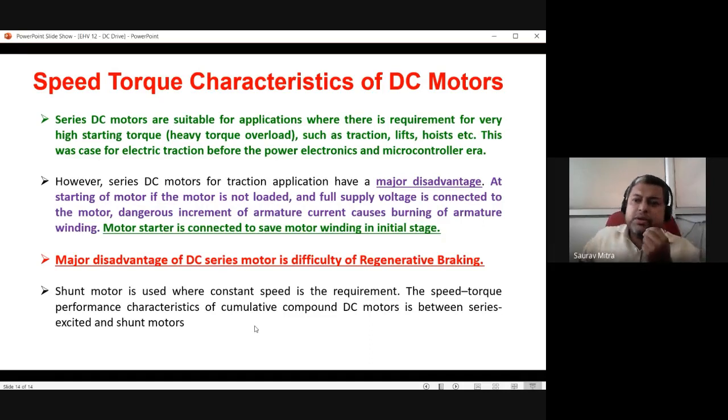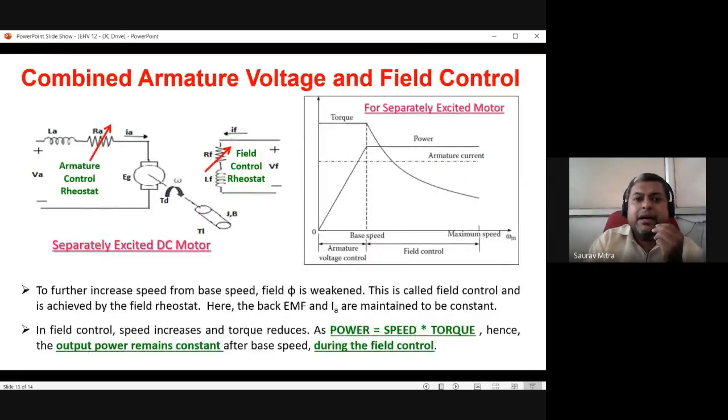So this is all about DC motor and DC motor control. In DC motor, there are two types of control. One we have seen as combined armature voltage and field control, that is for separately excited DC motor. Another we will see, which is called chopper control, which is a more sophisticated DC motor speed control.